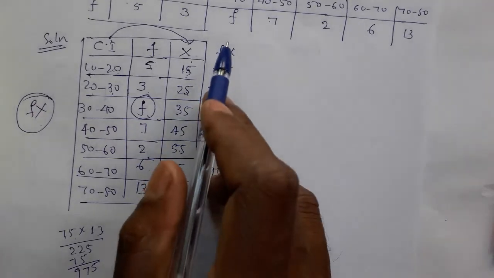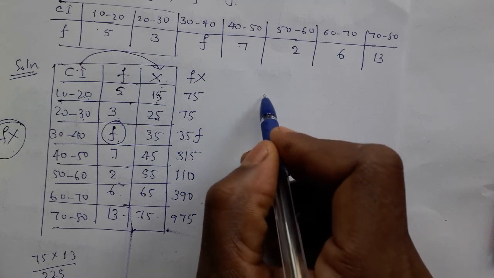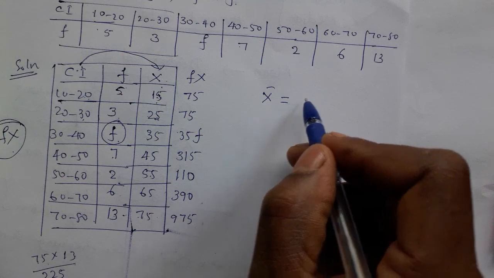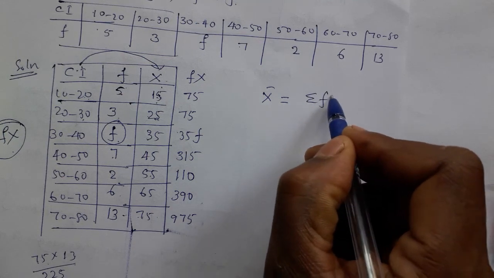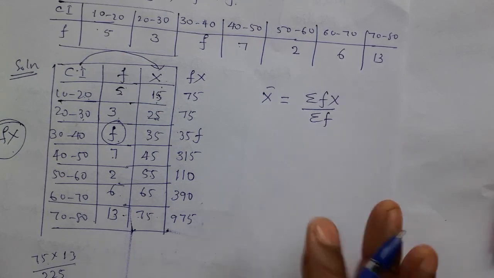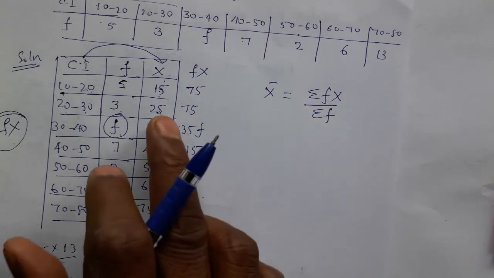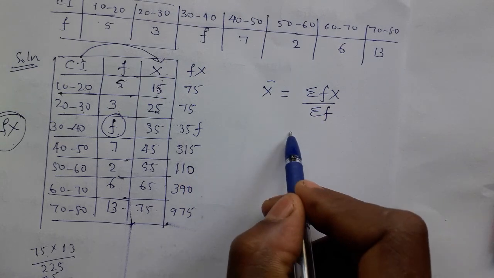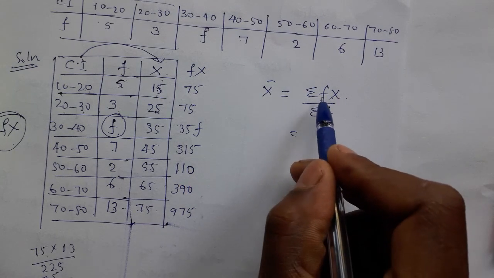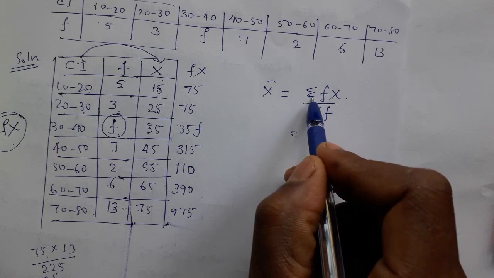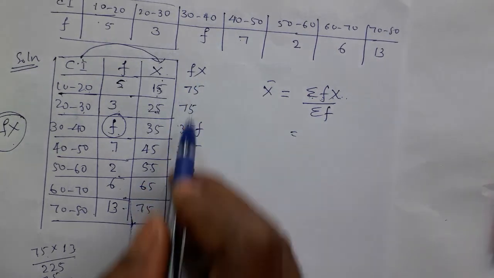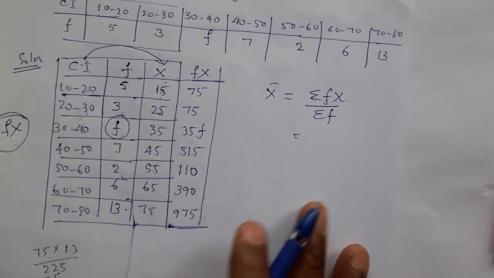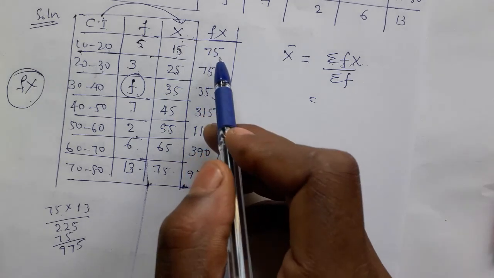Next, after getting fx, we go for the formula. What is the formula to find the mean? Mean is identified by x bar. x bar is equal to sigma fx by sigma f. This is the formula. Here we are not using a, because a is in the shortcut method. Here a is not there, just sigma fx by sigma f. So what is the meaning of sigma fx? Sigma fx means fx total. This sigma says total, fx total. Look at this, the fx column. The fx column will be totaled. So we'll add all the fx values.